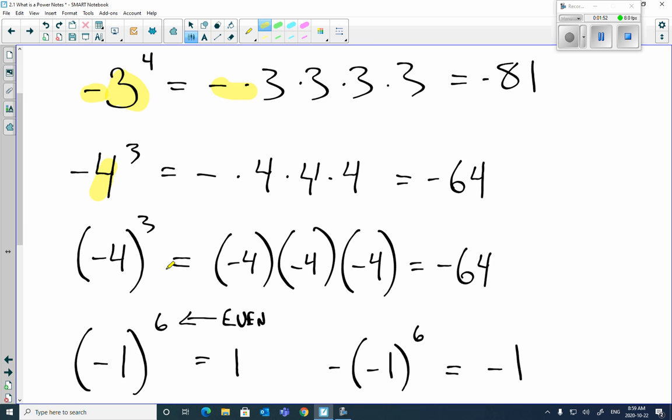Now, if you look at this one, -4 is in brackets, so we write it out: -4, -4, -4. Well, we get the same answer, right? There are going to be cases where you get the same answer whether there are brackets or not, but you have to be able to do the math.